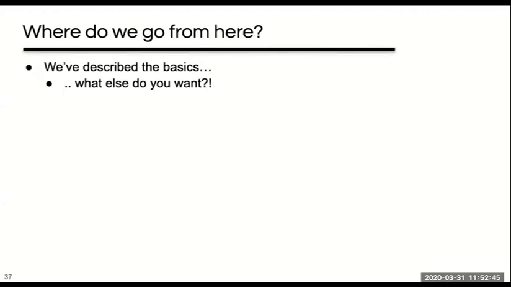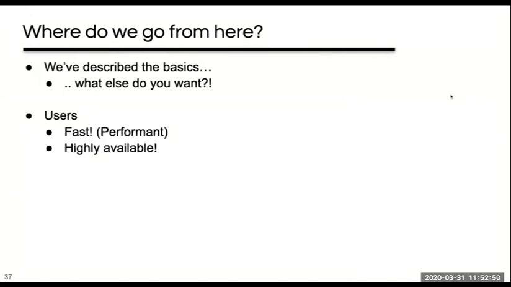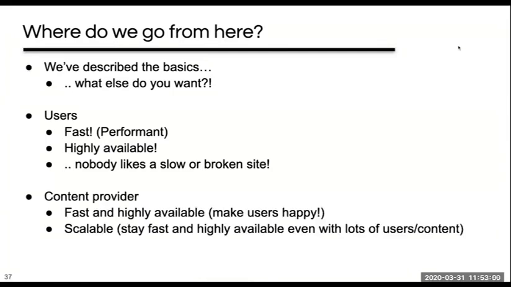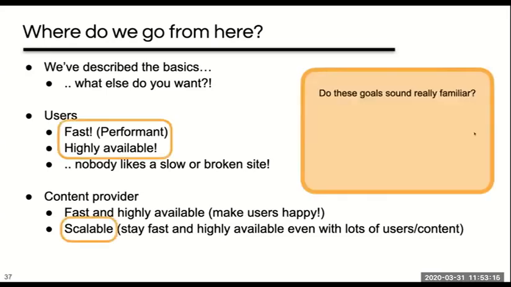All right. So at this point, we've talked about the basics. So what else do you need? From a user's perspective, we need it to be fast and highly available, right? Nobody likes a slow or broken site. From a content provider's perspective, you also need it to be fast and highly available because you need to make your users happy. You also want it to be super scalable, right? You want it to stay fast and available, even with lots of users and lots of content. So, do these goals sound familiar?